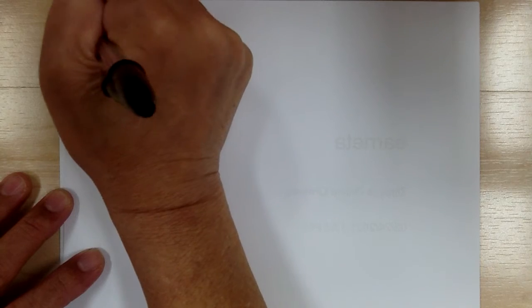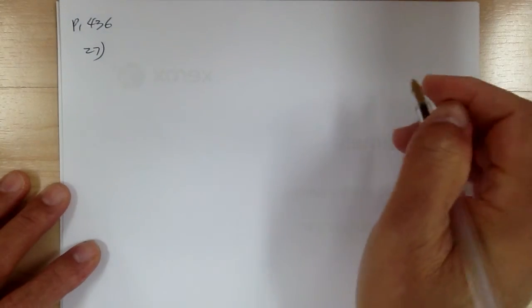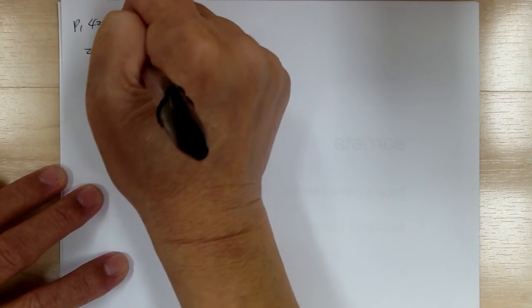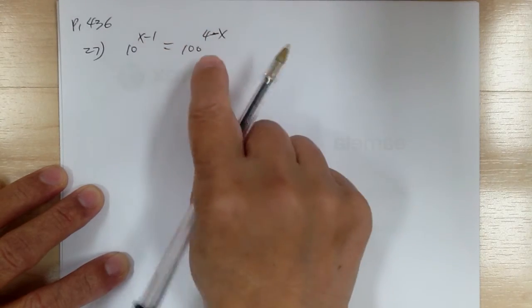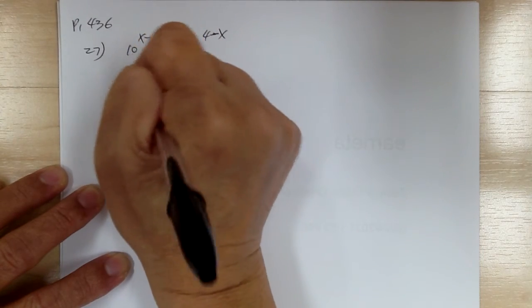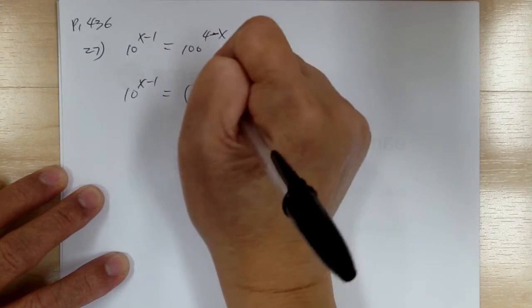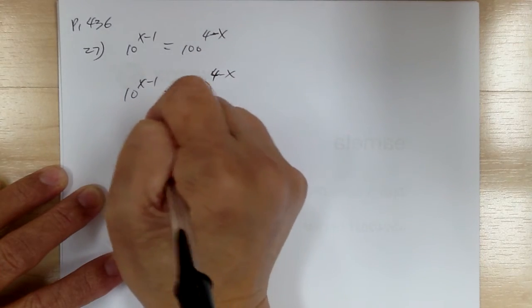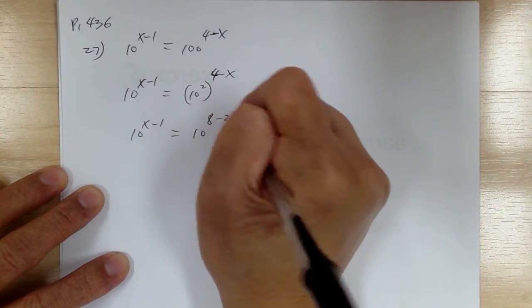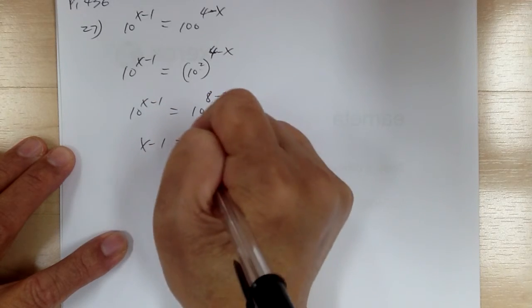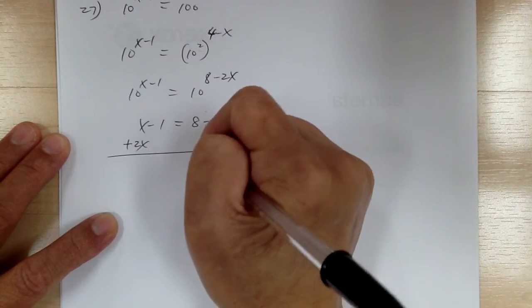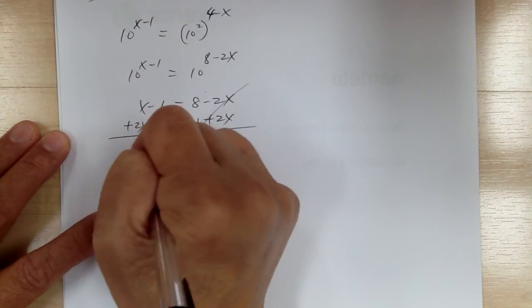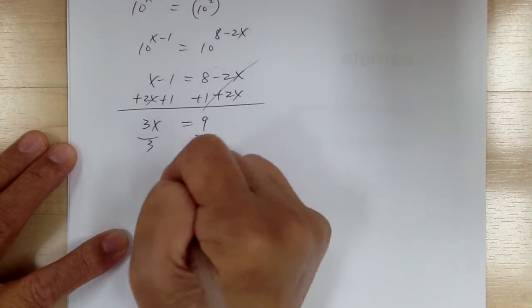Let's go to the next one. Okay, you have 10 to the x minus 1 equal to 100 to the 4 minus x. Okay, so we can make it into base 10. So again, you want to match the two sides. So 100 equal to 10 squared. Apply the power rule, so equal to 10 to the 8 minus 2x. Match the two sides, so you get x minus 1 equal to 8 minus 2x. Plus 2x on each side, so this will cancel out. I'm going to plus 1 on each side. So I got 3x equal to 9, divided by 3, so x equal to 3.